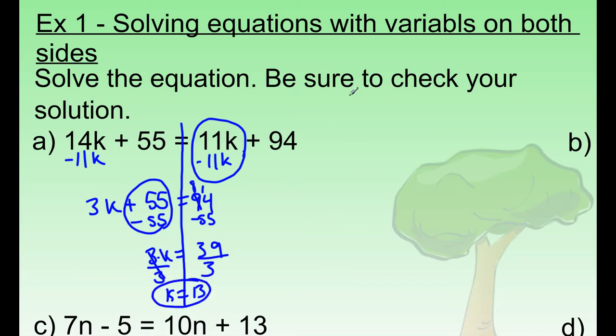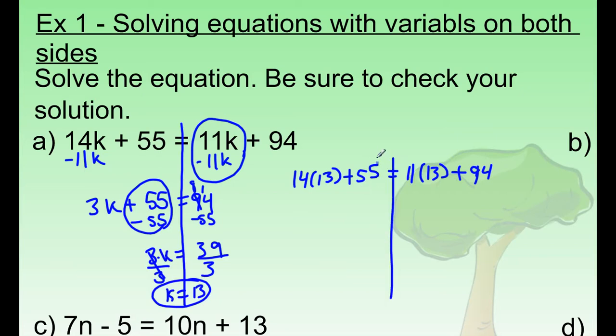Now it asks us to check our solution. So to check the solution, you simply plug the number back in. So 14 times 13 plus 55 equals 11 times 13 plus 94. And all we're checking to do is we want to see, does this side equal this side? If it does, then that is our solution.